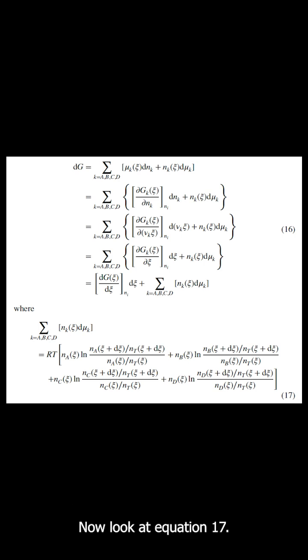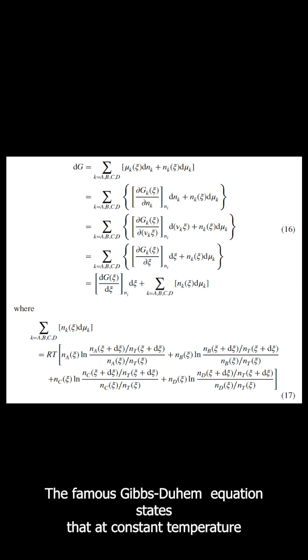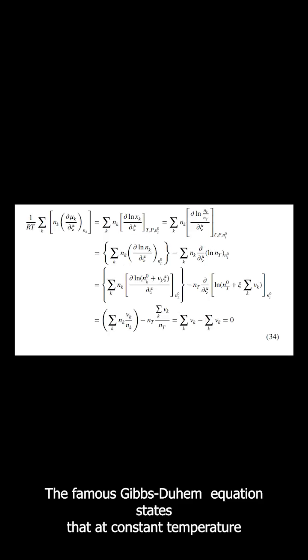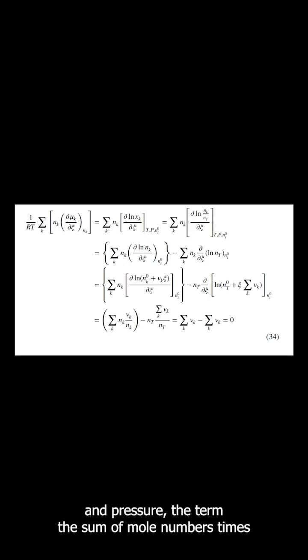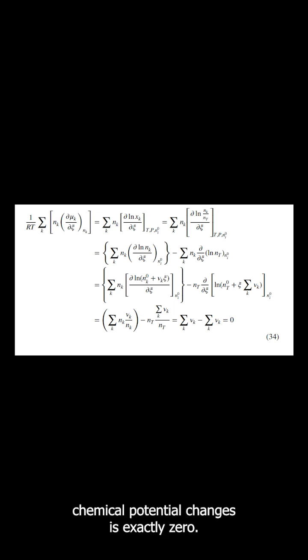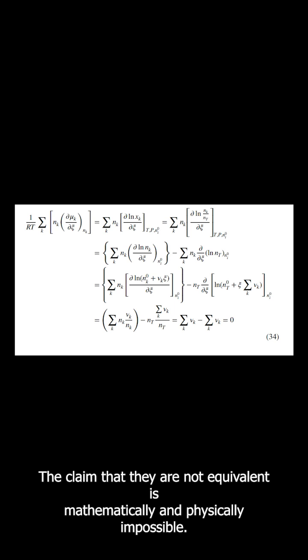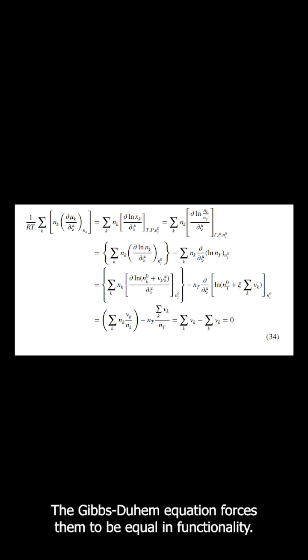Now, look at equation 17. The famous Gibbs-Duhem equation states that at constant temperature and pressure, the term, the sum of mole numbers times chemical potential changes, is exactly zero. Therefore, as shown in equation 18, dG simplifies directly to del G/del Xi, dxi. The claim that they are not equivalent is mathematically and physically impossible. The Gibbs-Duhem equation forces them to be equal in functionality.